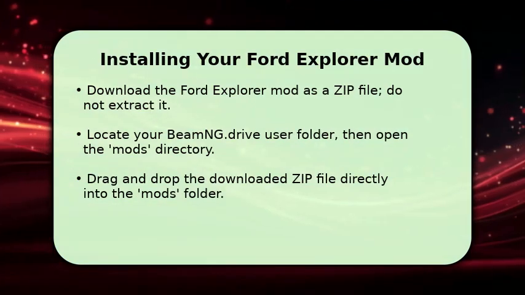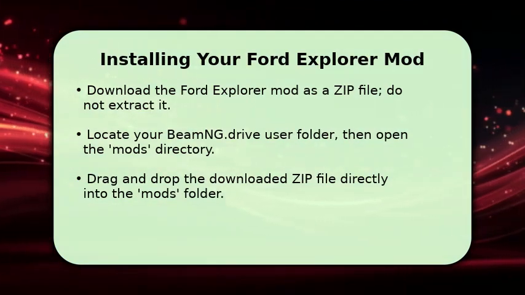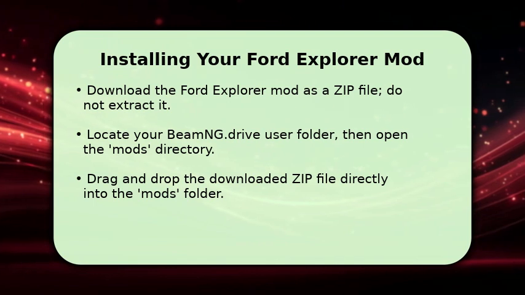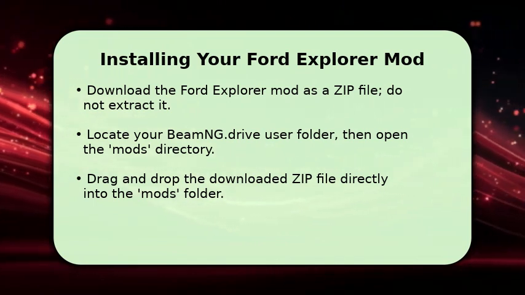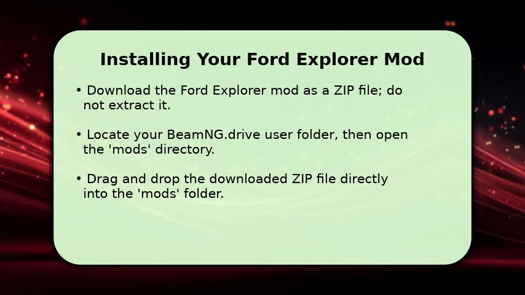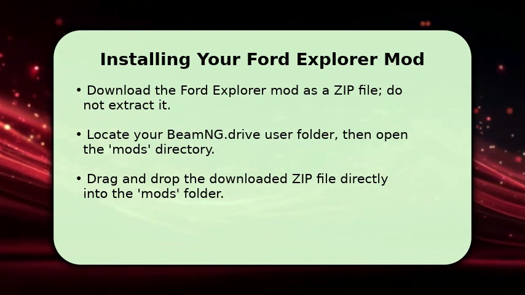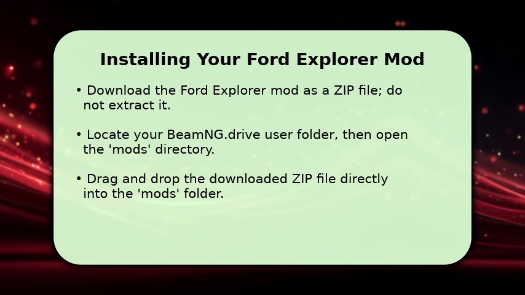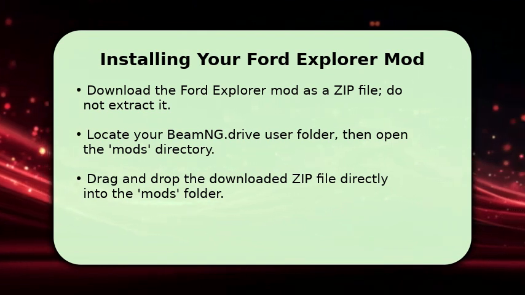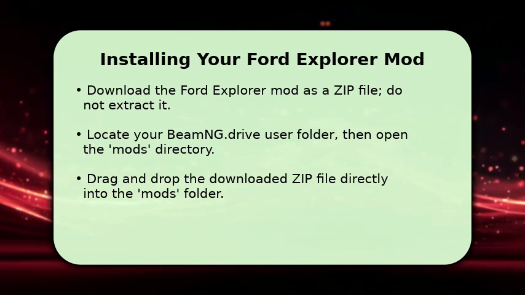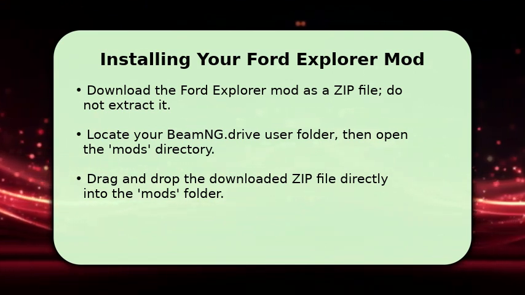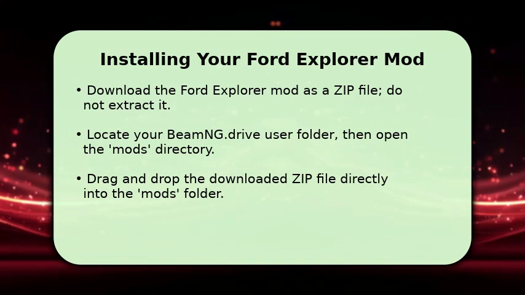Once you've found your desired Ford Explorer mod, download it as a single zip file. It's crucial not to extract the contents of this zip. Next, open BeamNG Drive, go to the main menu, and select Manage User folder, then open in Explorer. Inside this folder, you'll find a mods directory. Simply drag and drop the entire downloaded zip file into this mods folder. The game will automatically recognize it.